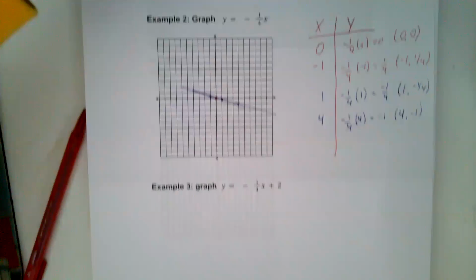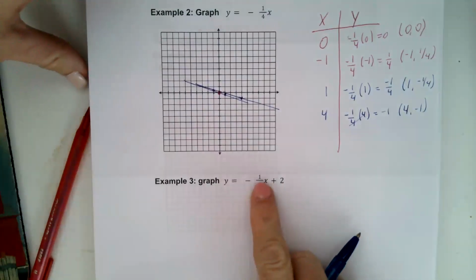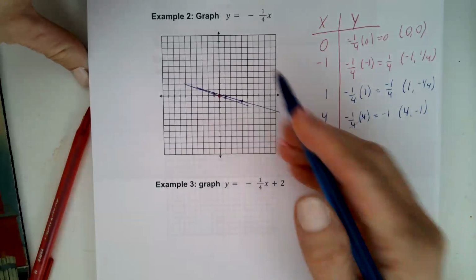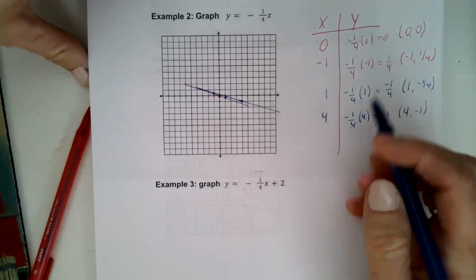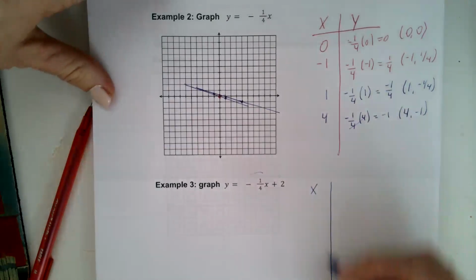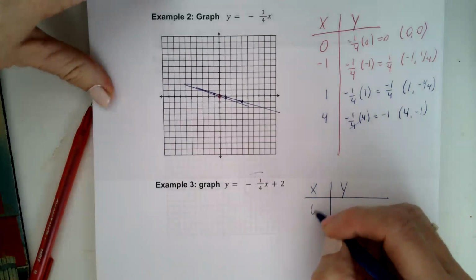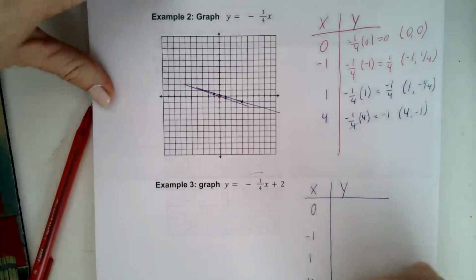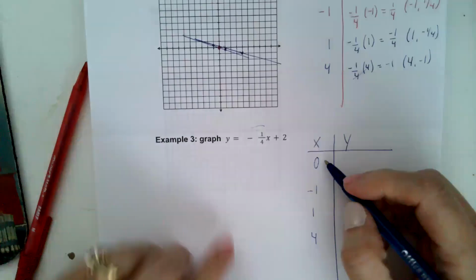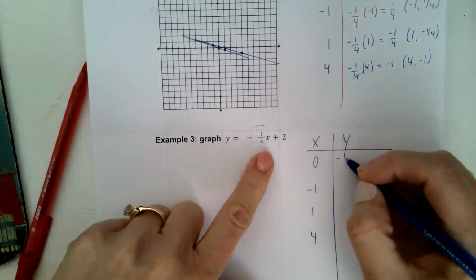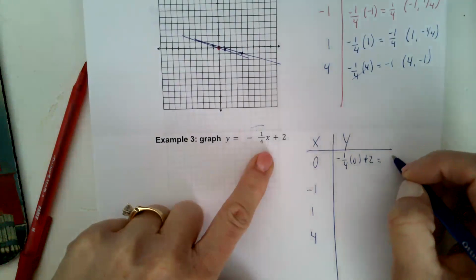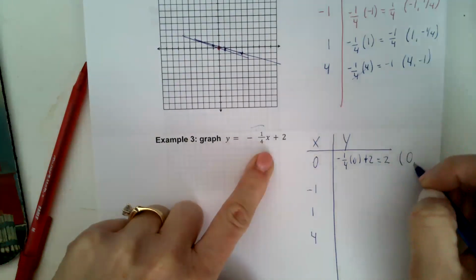Now, example 3 says, graph the line y equals a negative 1/4 x plus 2. So if you can see, we really have the first equation, and then we're just adding 2 to all of our outputs. Okay, so if we make an XY table here, I'm going to put in the same x's and see what we get for y's. So when I put in 0 for x, I'm going to have a negative 1/4 times 0 plus 2. That comes out to be 2. So I have the point 0, 2.